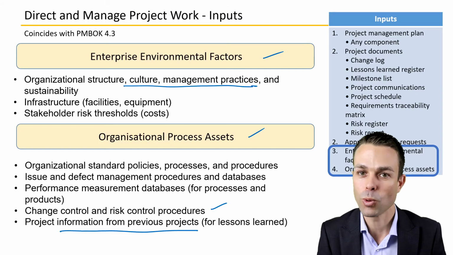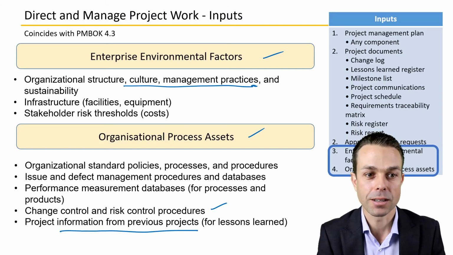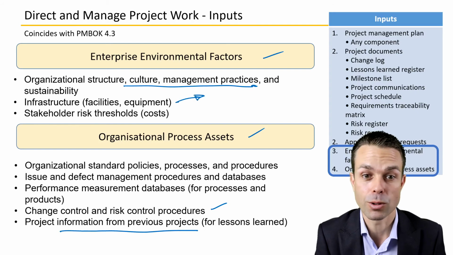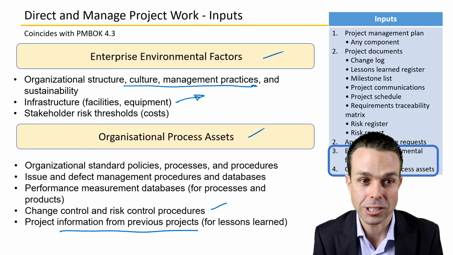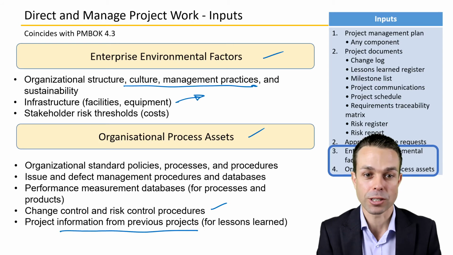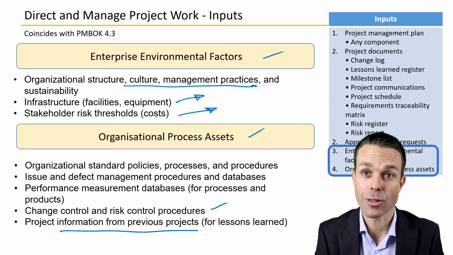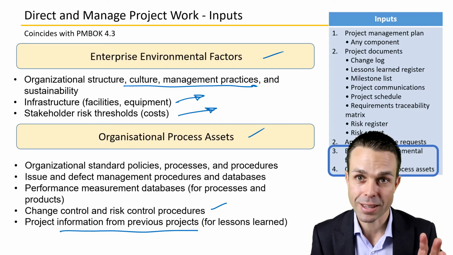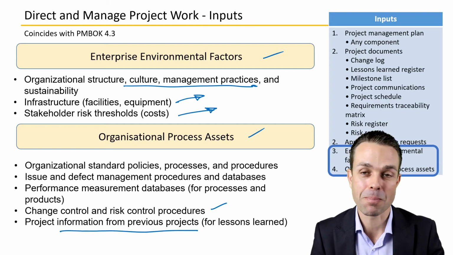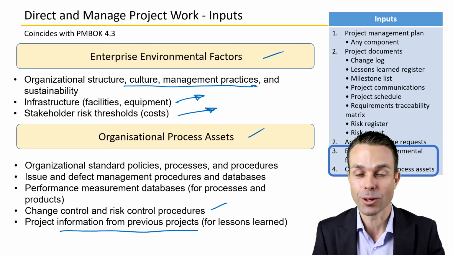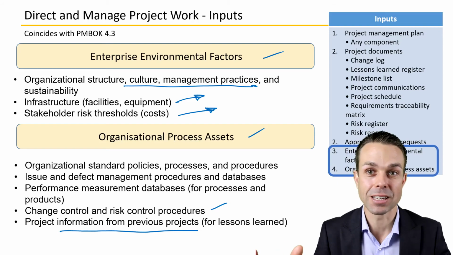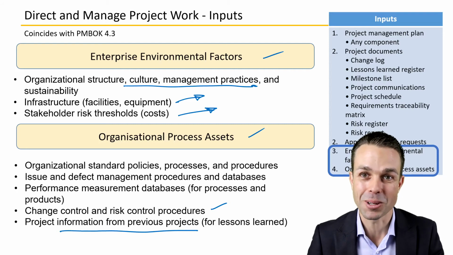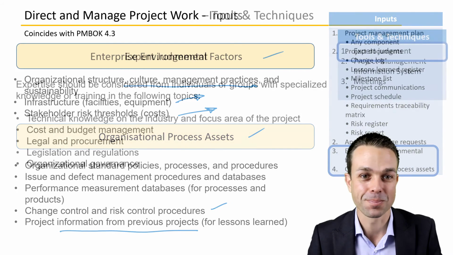So how is the work done? And the infrastructure. Is it on computers? Is it on a certain computer system? And stakeholder risk thresholds. Is there a high threshold for risk or a low threshold for risk? Maybe you need to be very careful of that as you're going through your project. If there's a low risk threshold, you don't want to be making huge changes, definitely not without communicating those and making sure that everyone is okay with those changes as well.